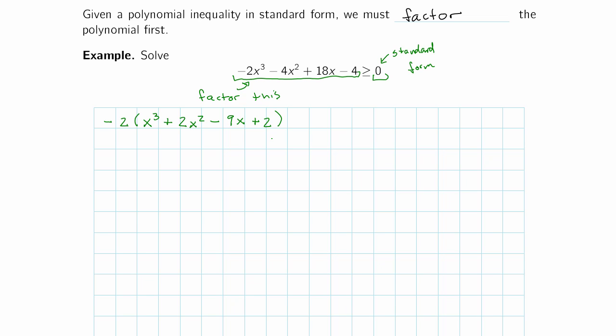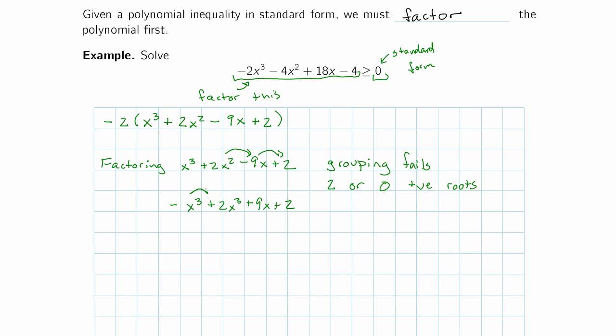My next step is to try grouping, since this has 4 terms. But I can see that grouping will not work. So I'm factoring x to the third plus 2x squared minus 9x plus 2. Grouping fails. I see I have 2 sign changes, so I have 2 or 0 positive roots. Substituting -x, I have 1 sign change, so I have 1 negative root.